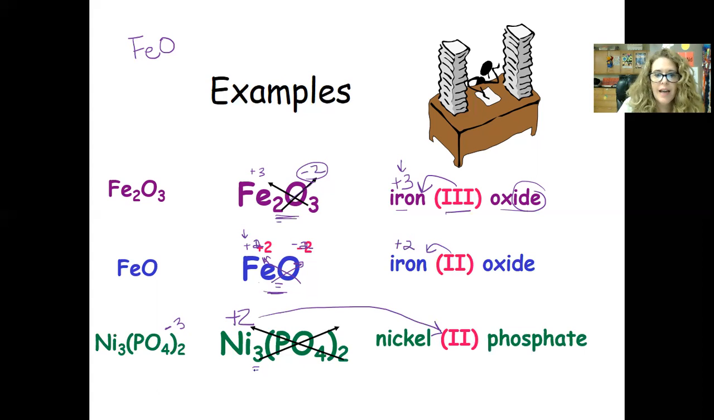Notice it does not have a subscript of 2 next to the Roman numeral, and it's more likely to be on the outside. So when I said the one on the outside works like 90% of the time, this iron Roman numeral 2 oxide is one of those cases because of the -2 charge from the oxygen.